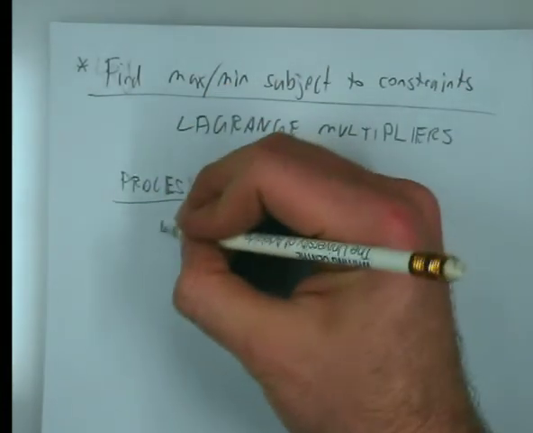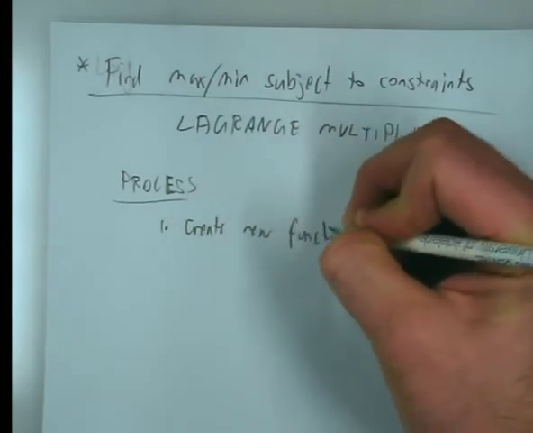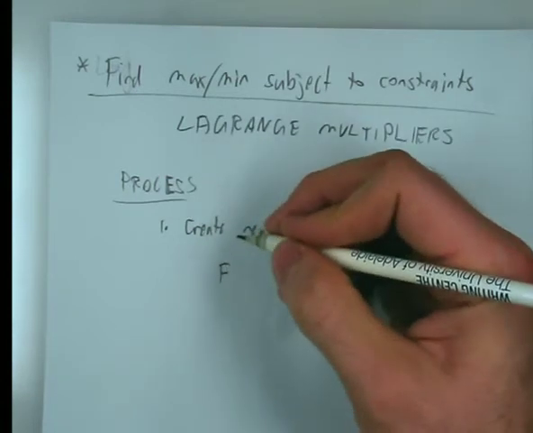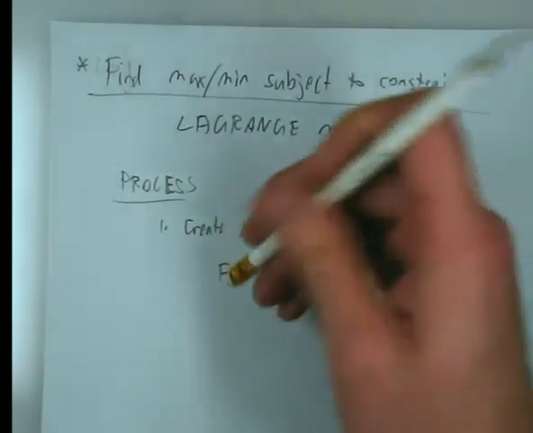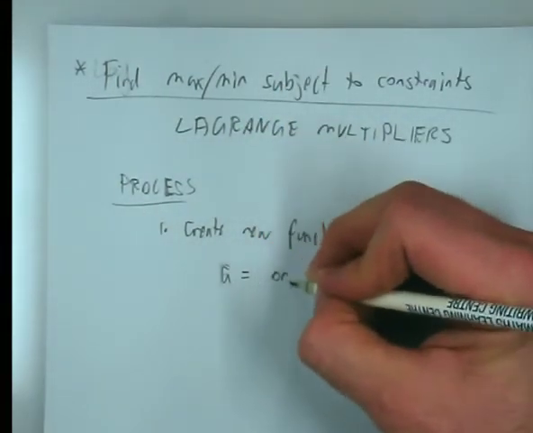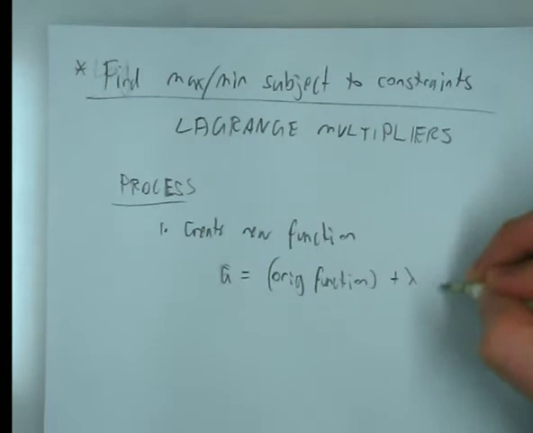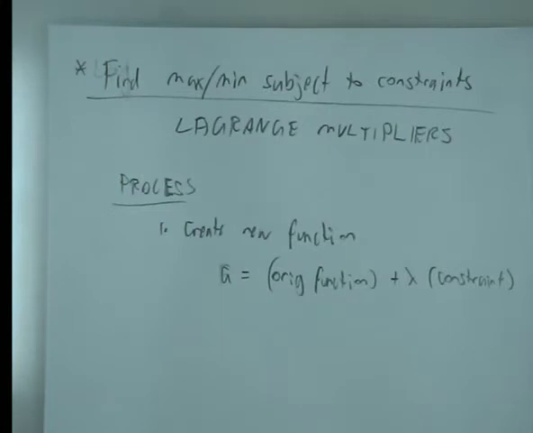So your process goes like this. You create a new function, which your lecturer calls G. So this is your original function plus lambda times constraint. Note that some lecturers do it as minus lambda times constraint, and sometimes the constraint is written one way or the other. Doesn't much matter. You should be able to figure out everything that you need from this.